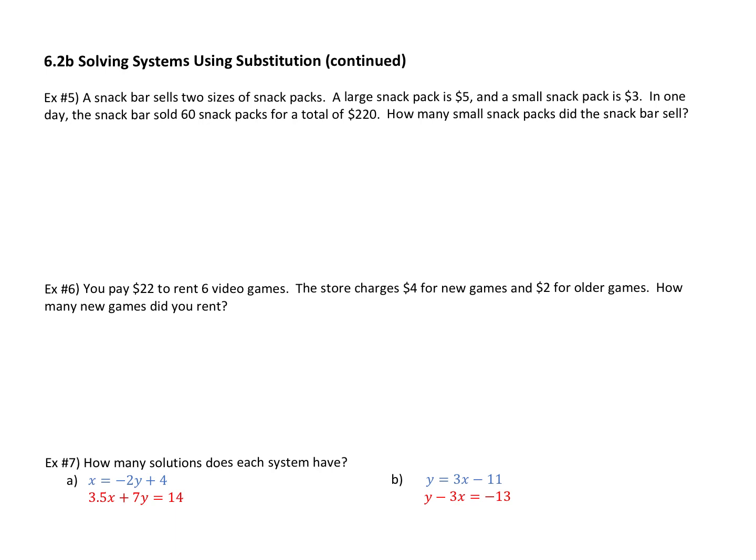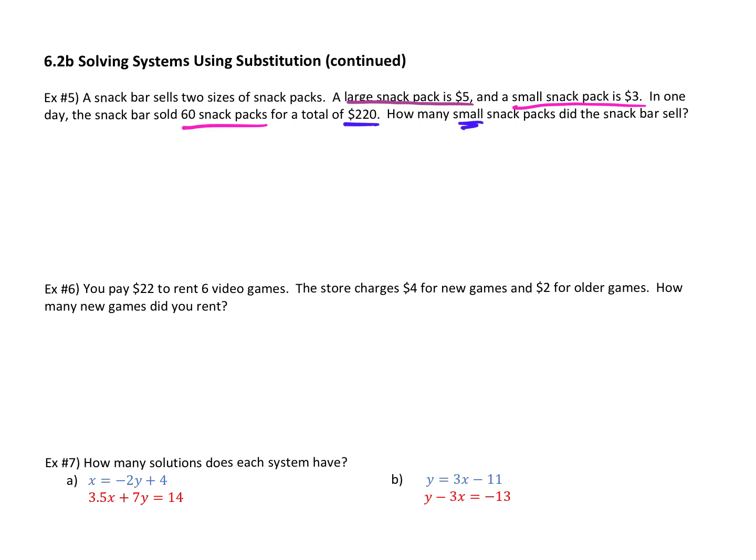Okay, so we're gonna do 6-2B, which is really not a new concept, but it is taking what we did in our last class, 6-2A, and applying it more to word problems. So this first one says a snack bar sells 2 sizes of snack packs. A large snack pack is $5 and a small snack pack is $3. In one day, the snack bar sold 60 snack packs for a total of $220. How many small snack packs did the snack bar sell? So we'll find small and large just so that you're understanding.